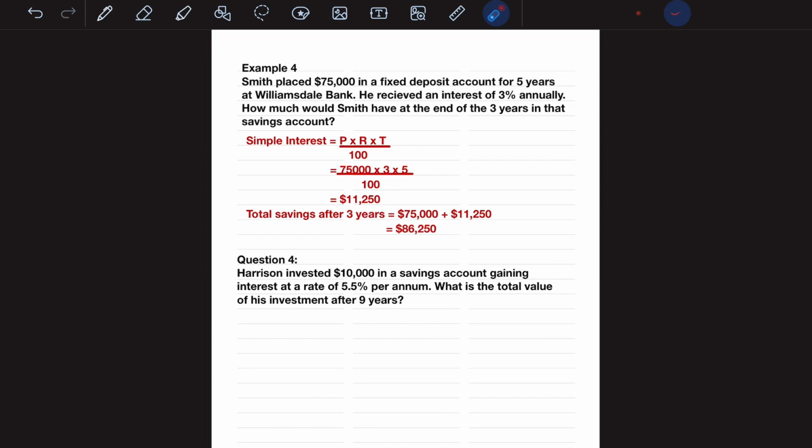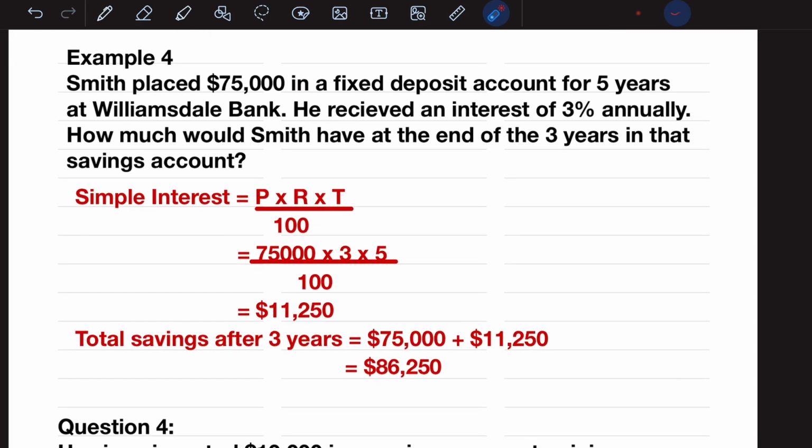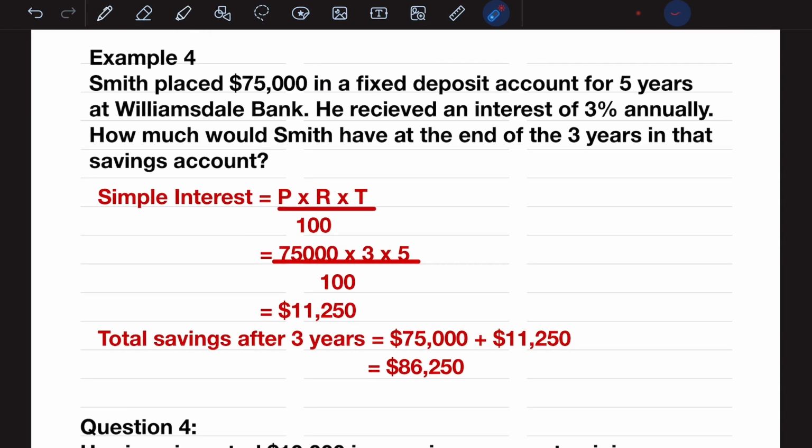Okay, next, example 4. Smith placed $75,000 in a fixed deposit account for 5 years at Williamsdale Bank. He receives an interest of 3% annually. How much would Smith have at the end of the 3 years in that savings account? So he will have the $75,000 plus the interest that accrued.